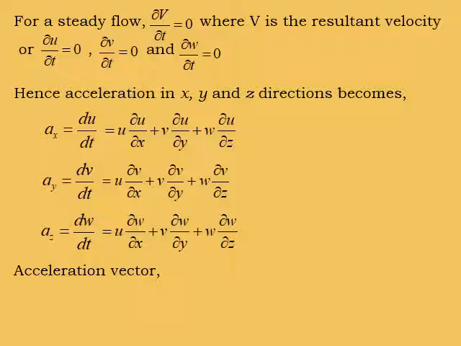Now the acceleration vector is given by a is equals to a of x i plus a of y j plus a of z k. So therefore, the magnitude of acceleration vector a is equals to the square root of a of x square plus a of y square plus a of z square.